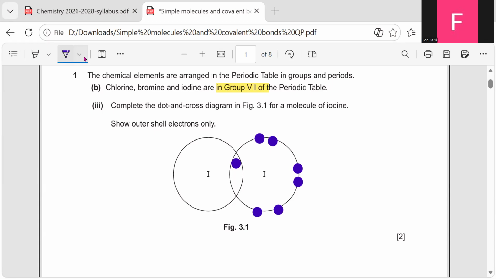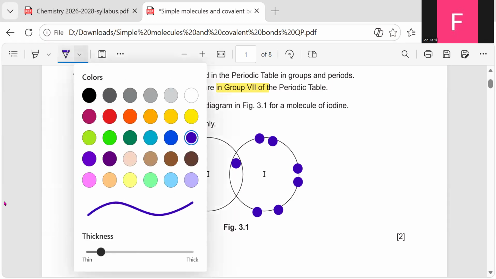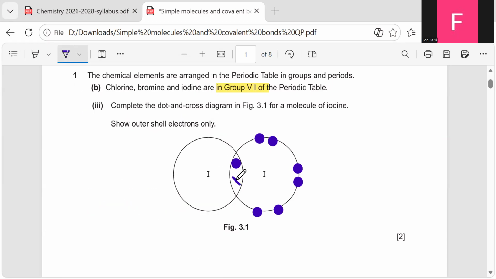Is this iodine correct or not? The other iodine, 1, 2, 3, 4, 5, 6, 7. Group 7 has 7 valence electrons. Jai, did you get it correct?